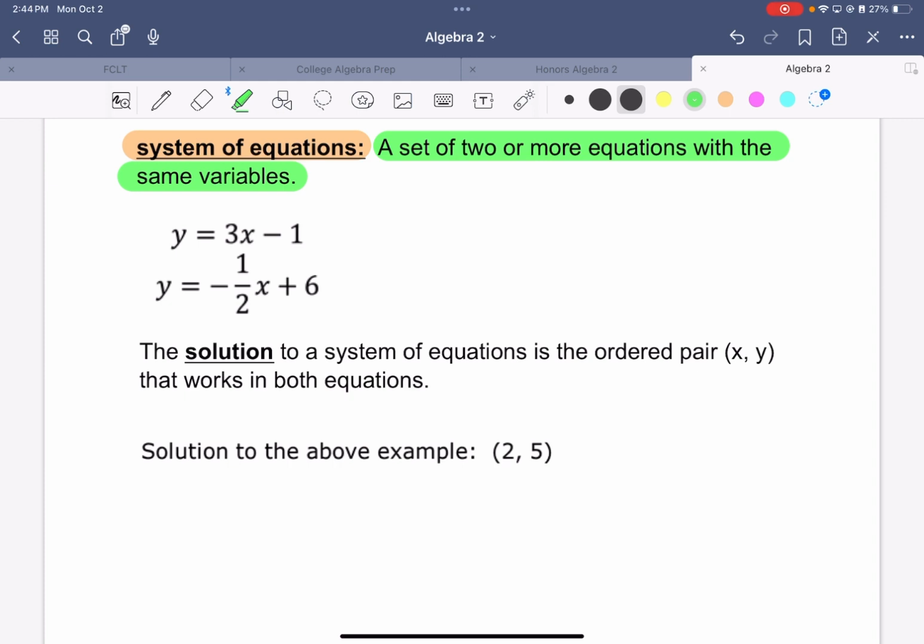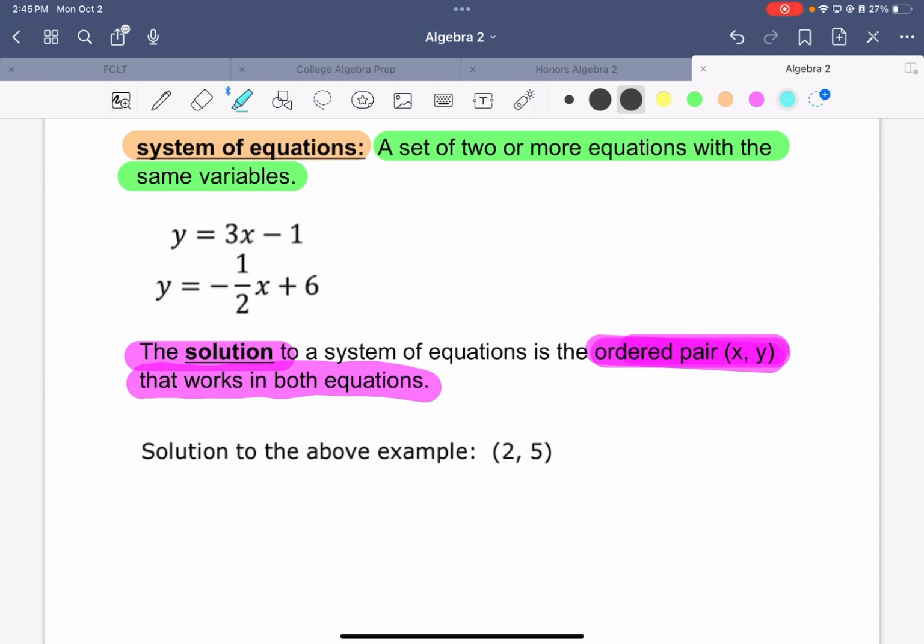So in this case, we've got the two equations: y is equal to 3x minus 1 and y is equal to negative 1/2 x plus 6. What we want to come up with then is what we call a solution to the system. The solution to the system is an ordered pair. And the key thing with that ordered pair is that it's going to work in both of the equations. So if I were to plug that solution in, it's going to make both statements true.